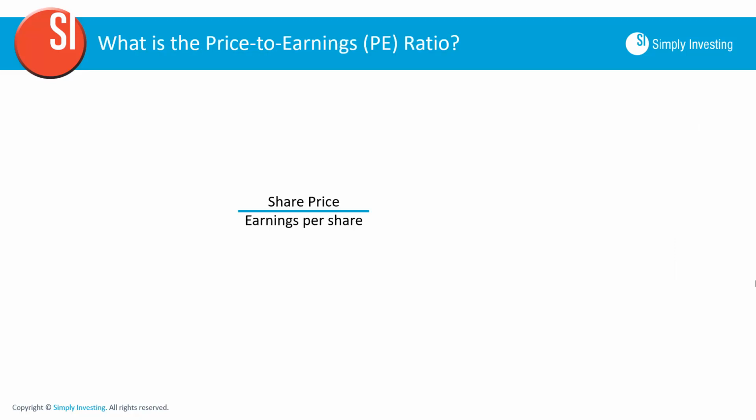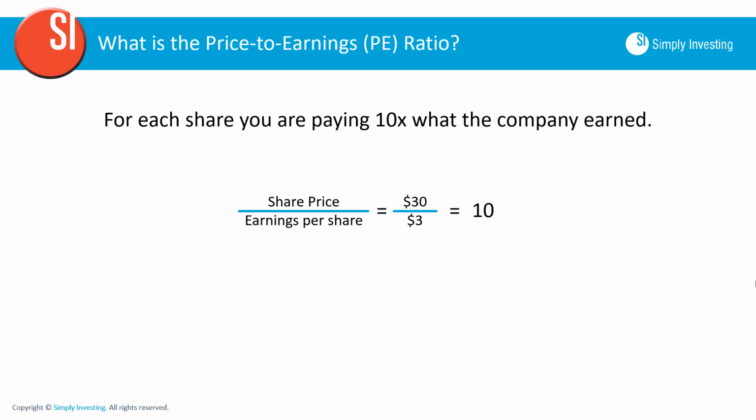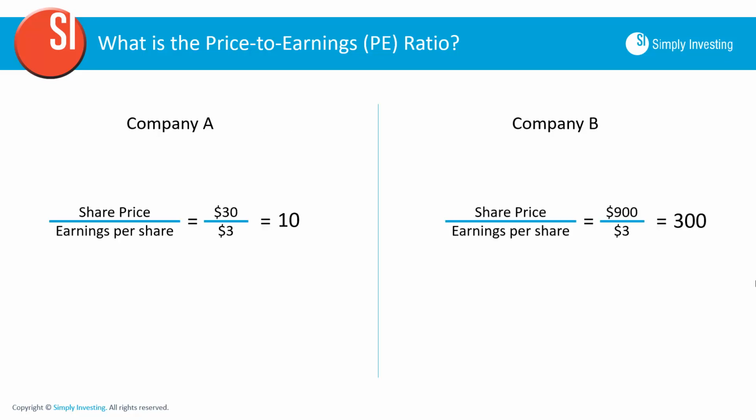The price to earnings ratio is simply the share price divided by the earnings per share. In this example, the share price is $30 a share and the earnings per share is $3. And you can see that the PE ratio is 10. What this means is that for each share, you are paying 10 times what the company earned. Let's take a look at two examples, Company A and Company B. All things considered equal, you can see that Company B shares are a lot more expensive than Company A's.